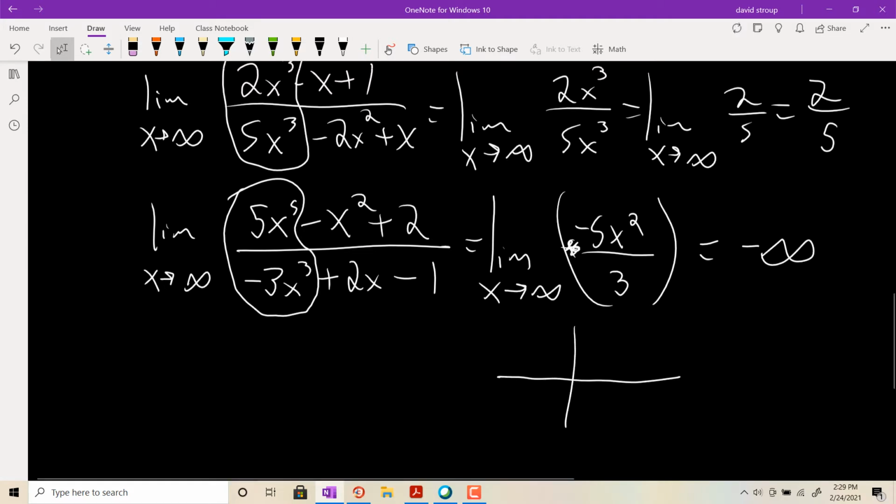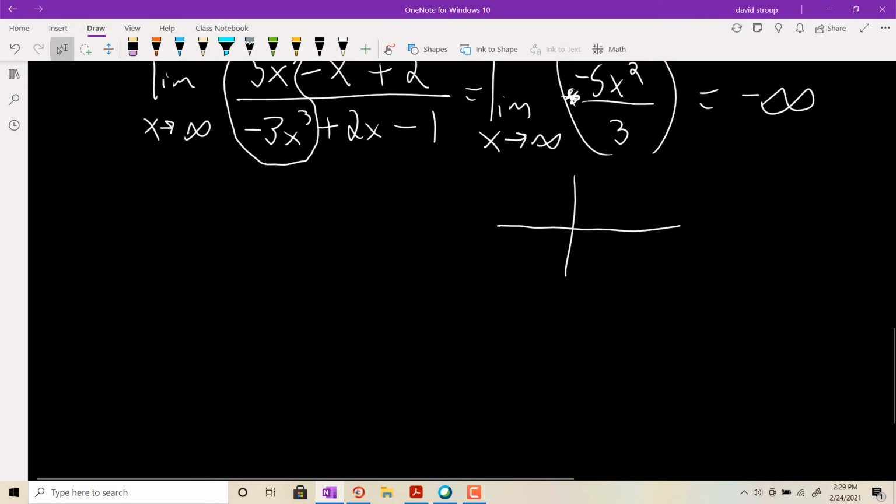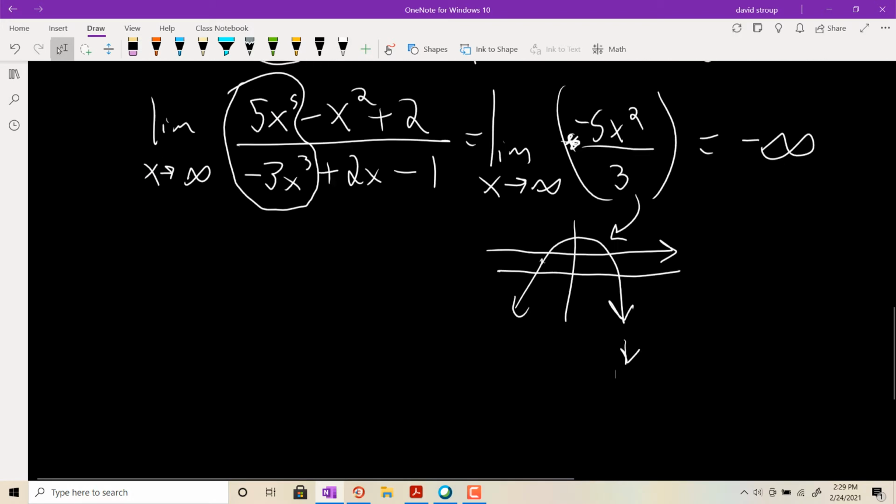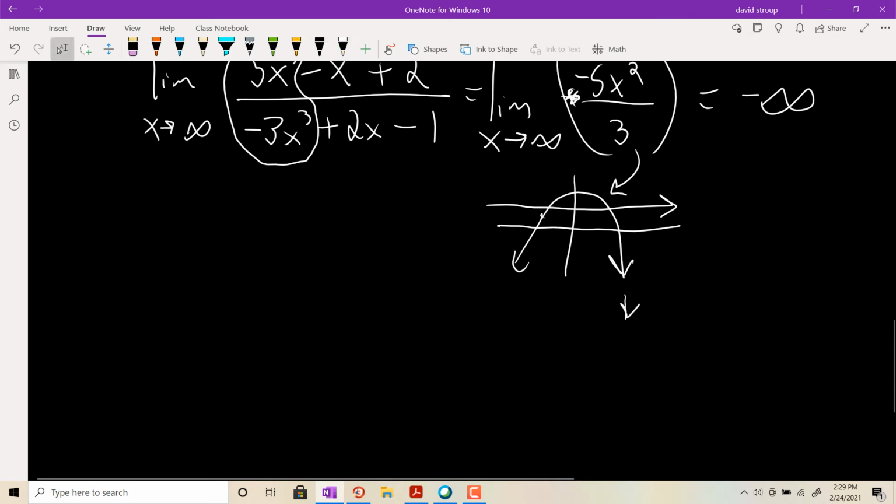Right. So with regards to polynomials, that's what this thing is. It's some sort of upside down parabola. So as you go towards infinity, the y values are going to go really, really down towards negative infinity. Okay. So those are the 3 main forms.